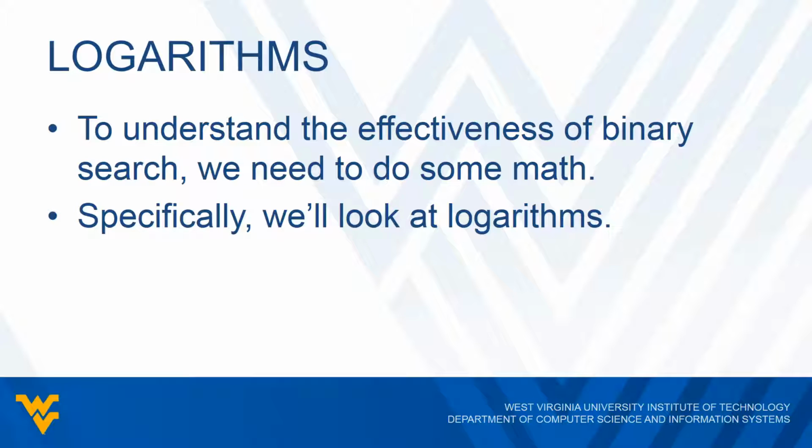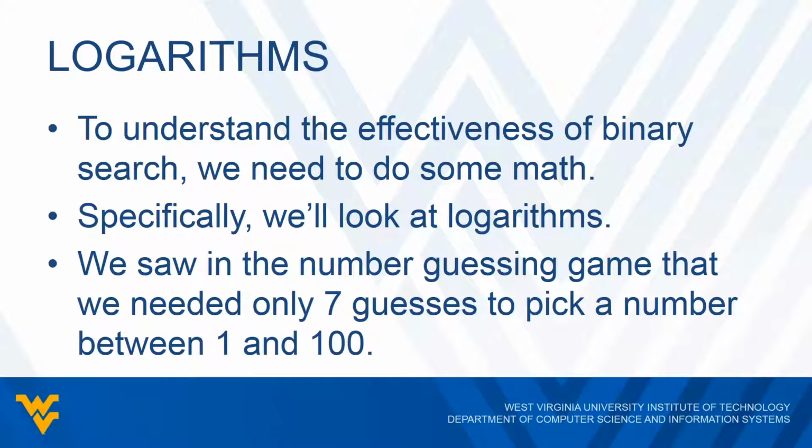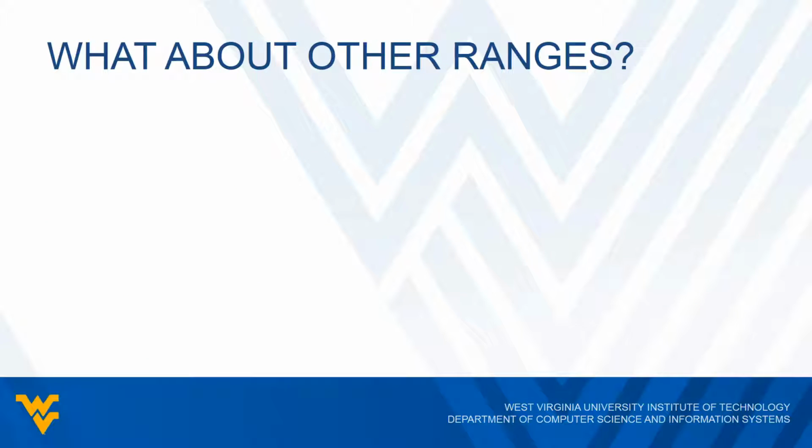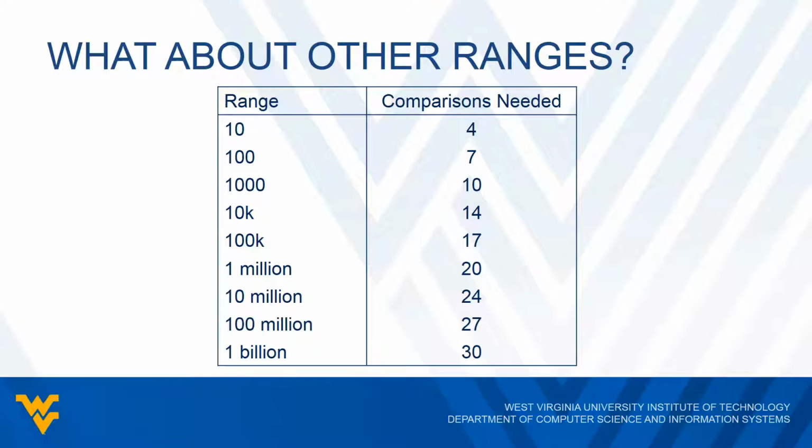So if we remember in our number guessing game, we saw that if we had to pick a number between 1 and 100, we needed only 7 guesses to pick that actual number. But what about other ranges? Let's take a look at this table here that shows us different ranges and how many comparisons we would need. So if we needed to pick a number between 1 and 10, we only needed 4 comparisons. 1 to 100 we already said is 7. If we had to pick a number between 1 and 1,000, we would need 10 comparisons. If we had up to 10,000, we would need 14 comparisons, and so forth.